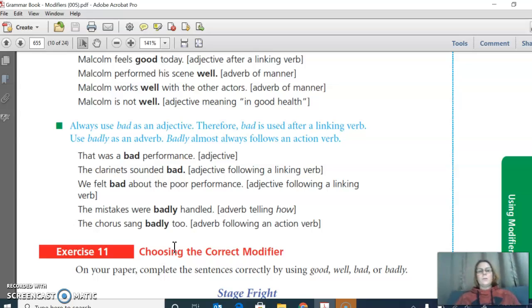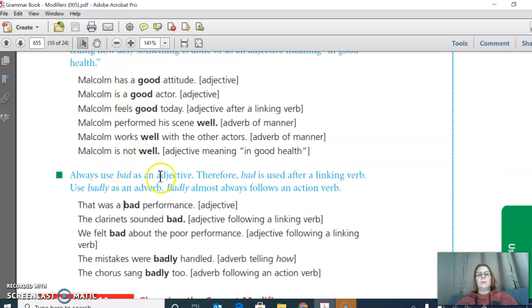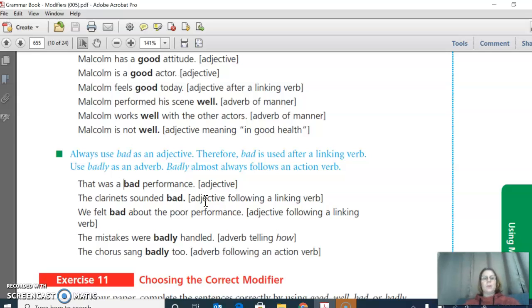You're going to always use bad as an adjective. So it will be used after a linking verb, just like we saw up here with good, right? After the linking verb. And you're going to use badly as an adverb, and it will almost always follow an action verb. That's a verb that obviously shows action, versus the linking verbs. So that was a bad performance. It's describing what kind of performance it was.